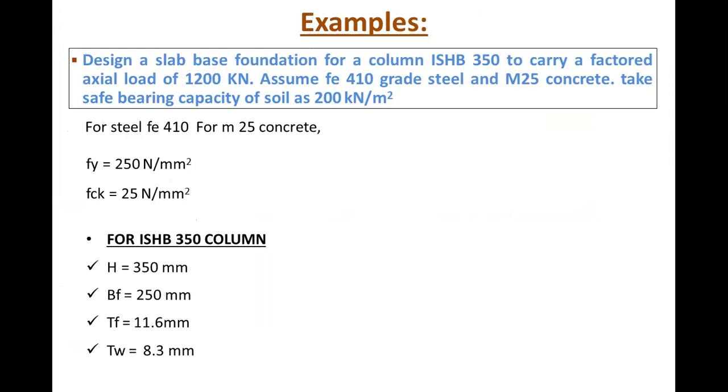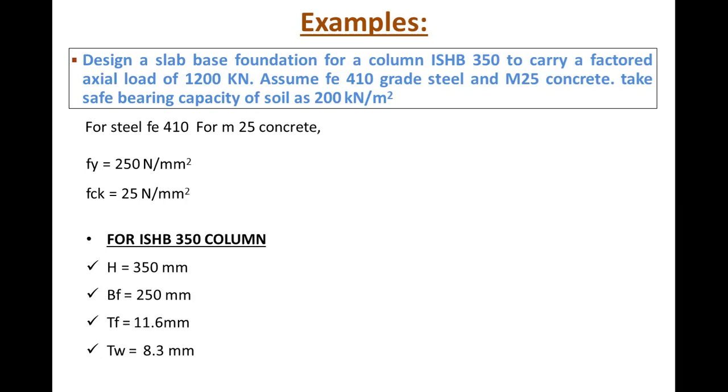Design a slab base foundation for a column which is ISHB 350 to carry a factored axial load of 1200 kilonewton. Assume Fe410 grade steel and M25 concrete. Take the safe bearing capacity of soil as 200 kilonewton per meter square. So these are the given criteria, and based on them we will see how these values work out.